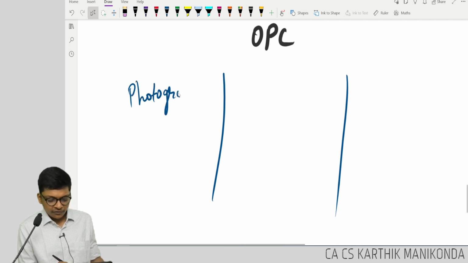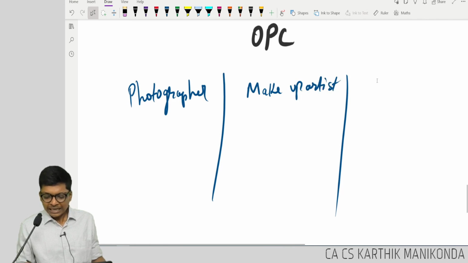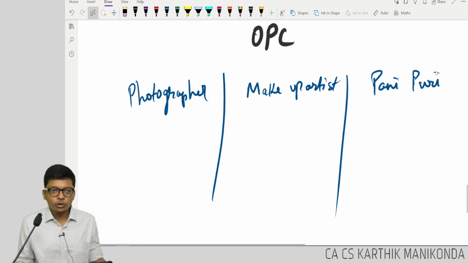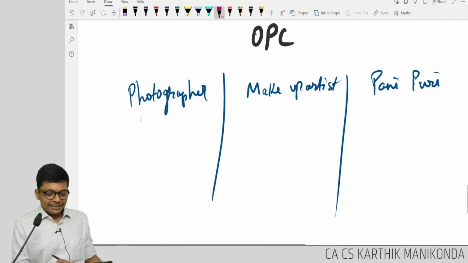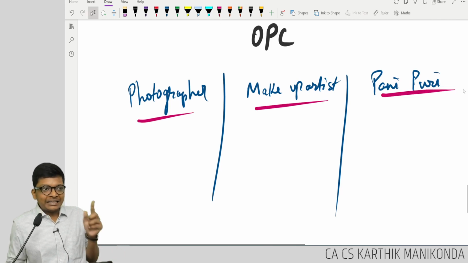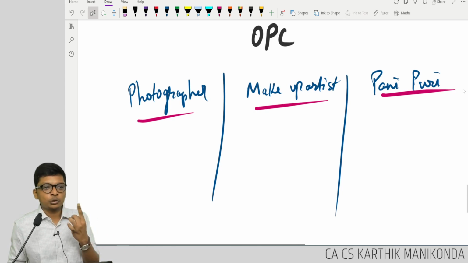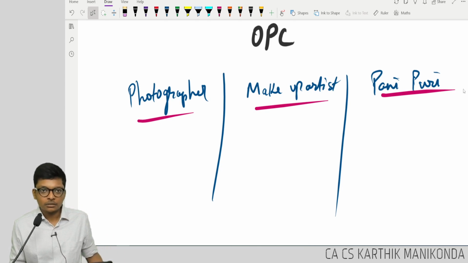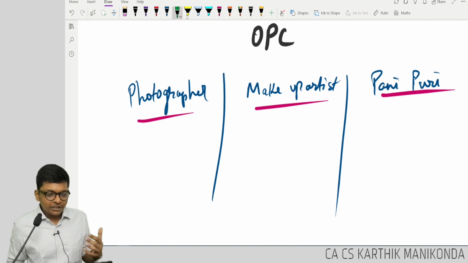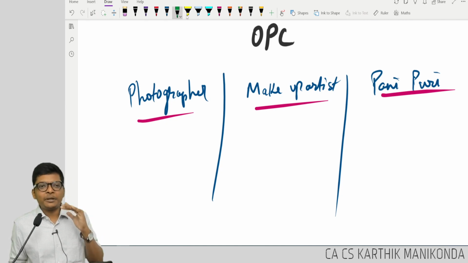one photographer. Then let's take a makeup artist, and let's take the small pani puri shop wherever you go and eat. Now, all these three businesses are generally run by one person, solo. Correct? Let's try and compute how much money these people make.